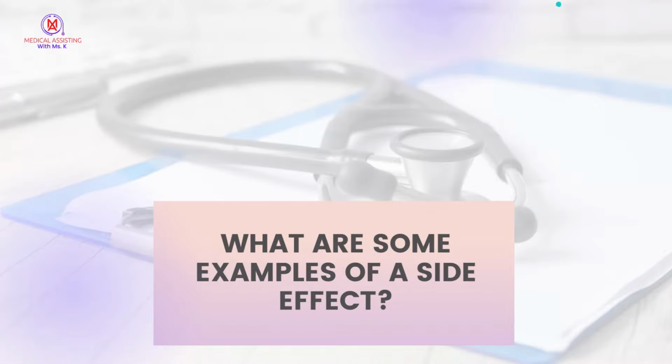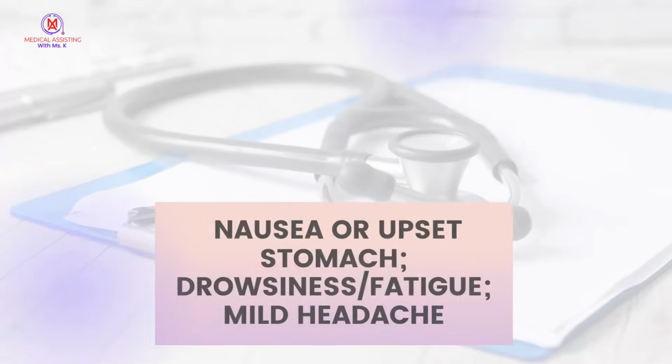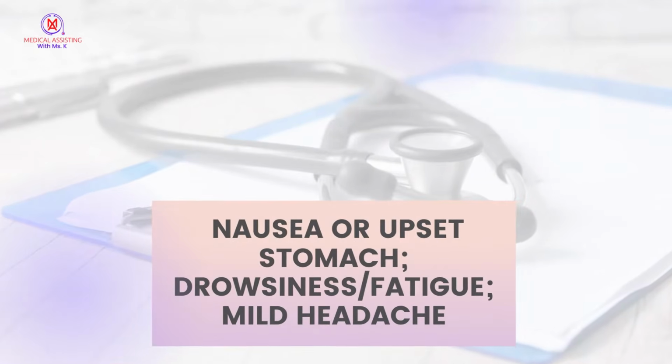Let's see what you guys are putting. Okay, so some examples of a side effect are nausea or upset stomach, drowsiness or fatigue, and a mild headache. So the difference is that adverse reactions tend to be more serious, and they are a direct effect from taking the medication. Could be long-term, usually unpredictable, right? Side effects are usually expected.